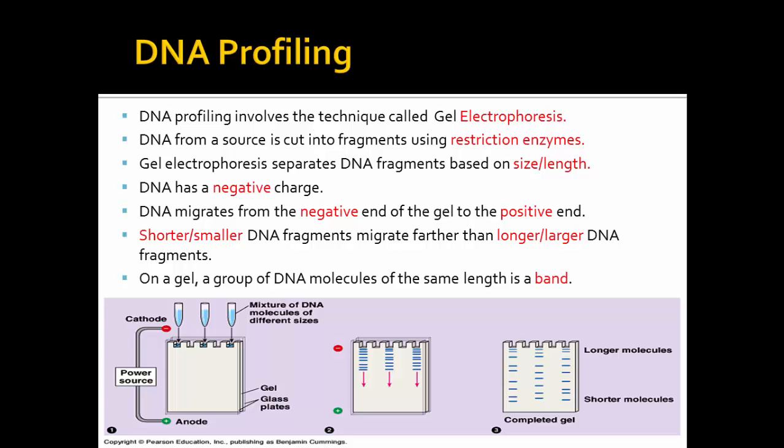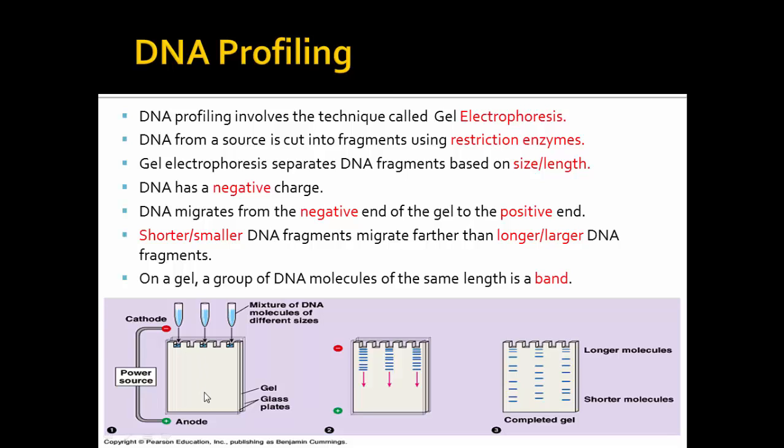So DNA has a negative charge. So when you put it into the gel at this end, it's going to want to migrate to the positive side, or the anode. So once the DNA goes into the gel, the shorter, smaller pieces of DNA are going to be able to migrate farther. So they're going to be able to move farther in the gel because they're tiny.